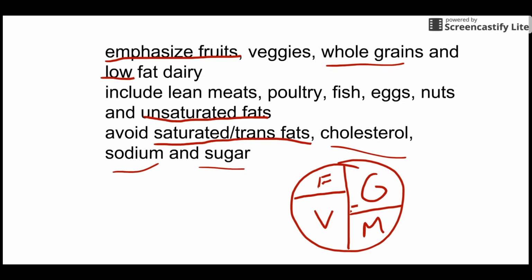It's not quite quarters, because you definitely want more veggies than fruit. Veggies are better for you, they have less of the sugar in there and so forth. But that's a nice, simple way of doing it. If your plate kind of looks like that, you're probably doing a pretty darn good job.